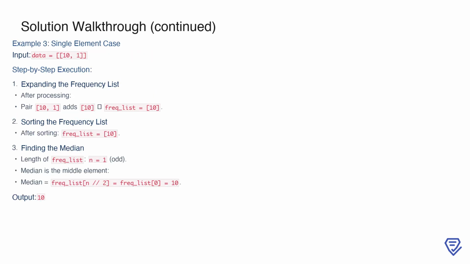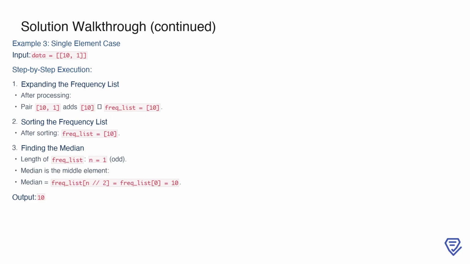In this final example, the input is a single number-frequency pair, (10, 1). We start by expanding the frequency list. The pair (10, 1) adds 1 copy of 10, resulting in the frequency list [10]. Since there's only one element, the list is already sorted.